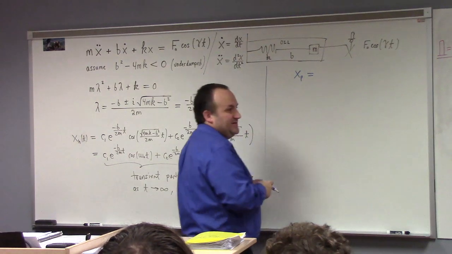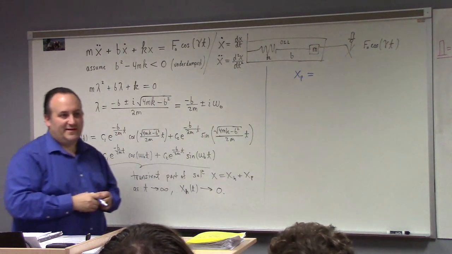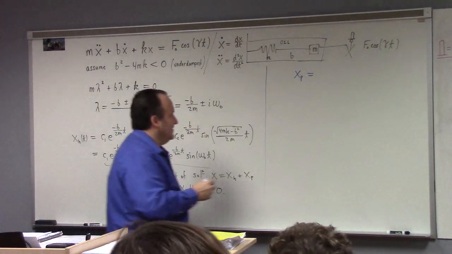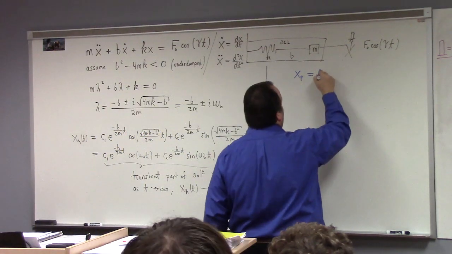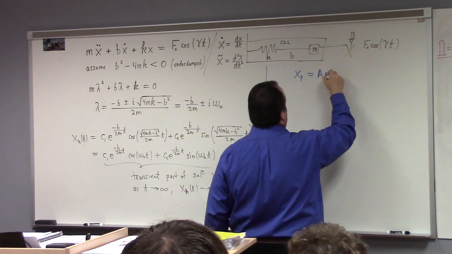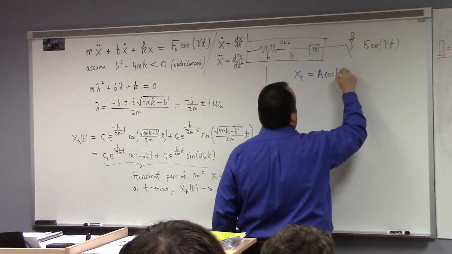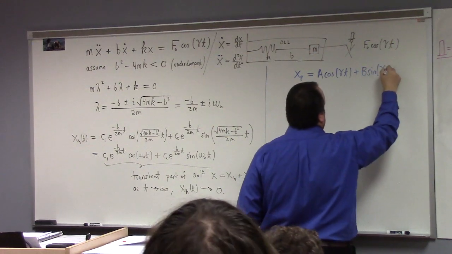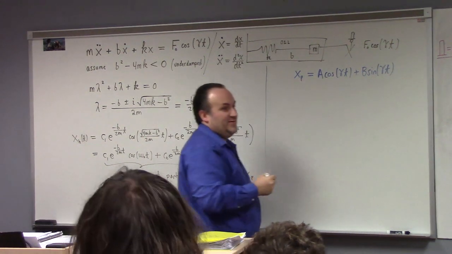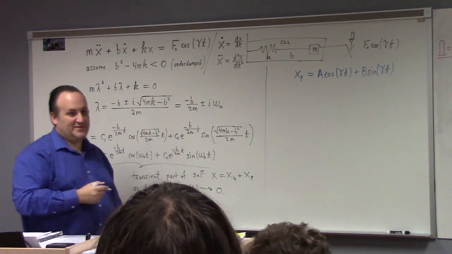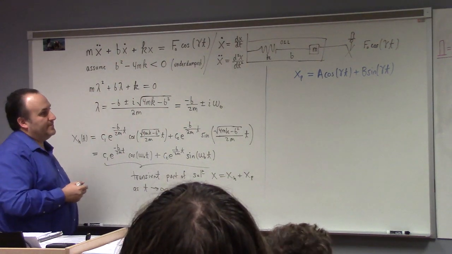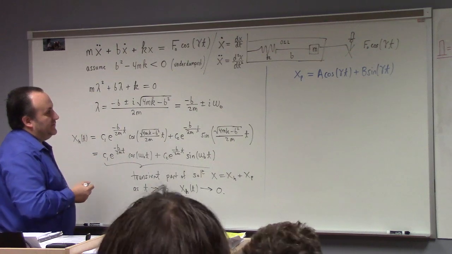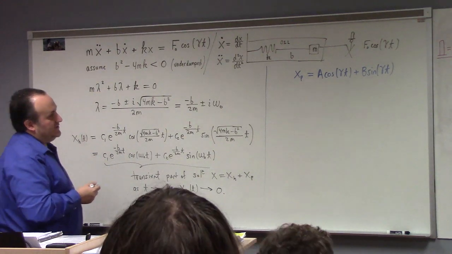So I can just do the naive guess, which is xp is, well, actually, do you want to do things different for a change? We could use a complex, no, okay, fine. There is a way to do this quicker with complex analysis. If you use the imaginary exponential, you can cut the time of this derivation in half. But anyway, xp is a cos gamma t plus b sine gamma t.